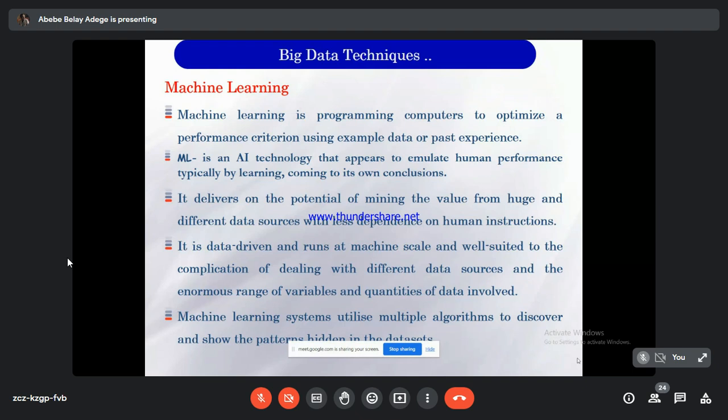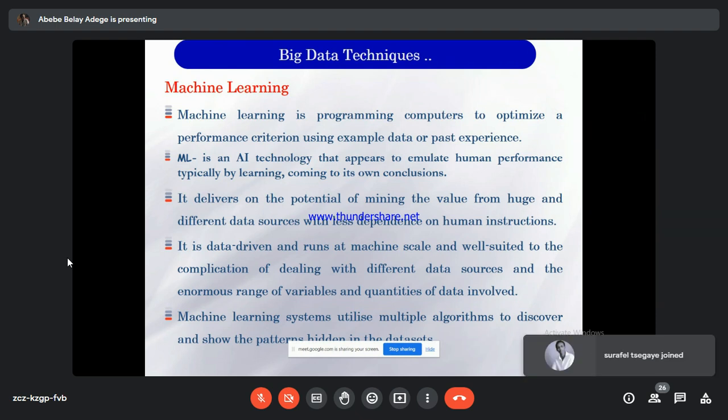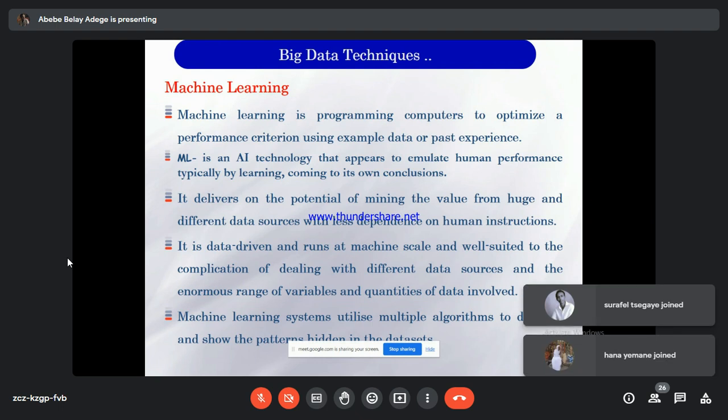So machine learning is a system that utilizes multiple algorithms, as you remember. I will show you in chapter 3 about machine learning. There are a number of machine learning courses that are used for a variety of purposes. There are classification algorithms, regression algorithms, reinforcement algorithms, and deep learning algorithms. We are going to see all of these.